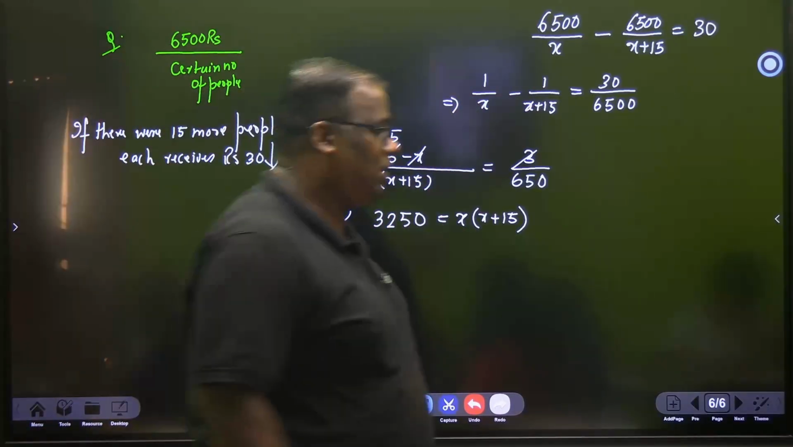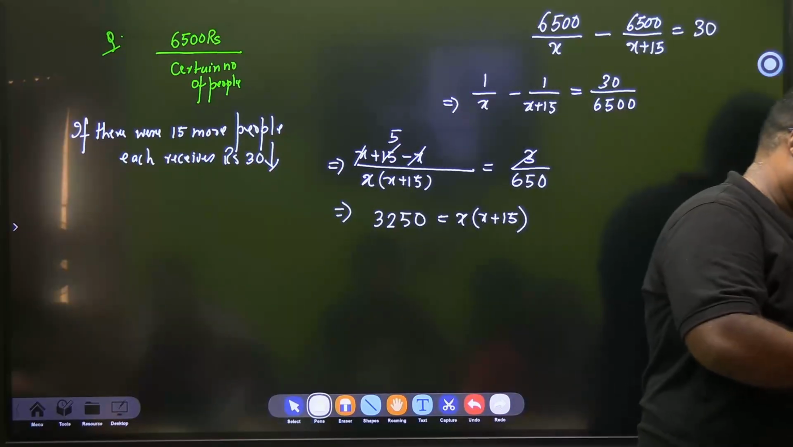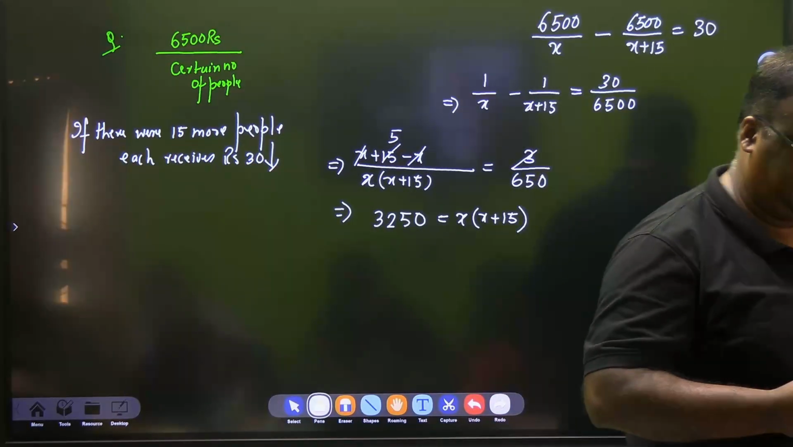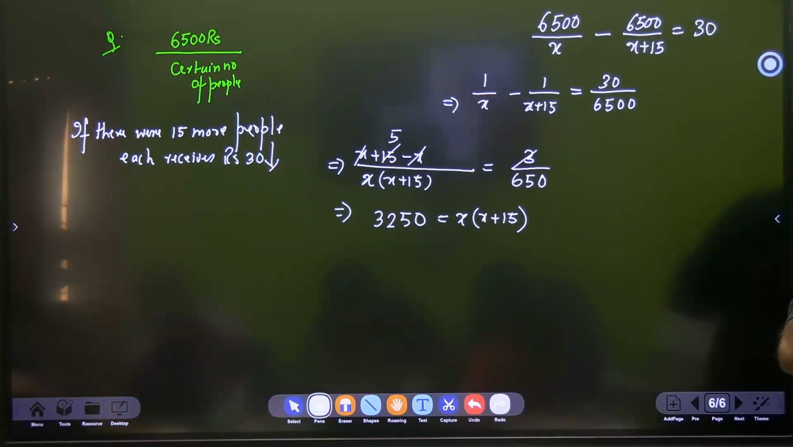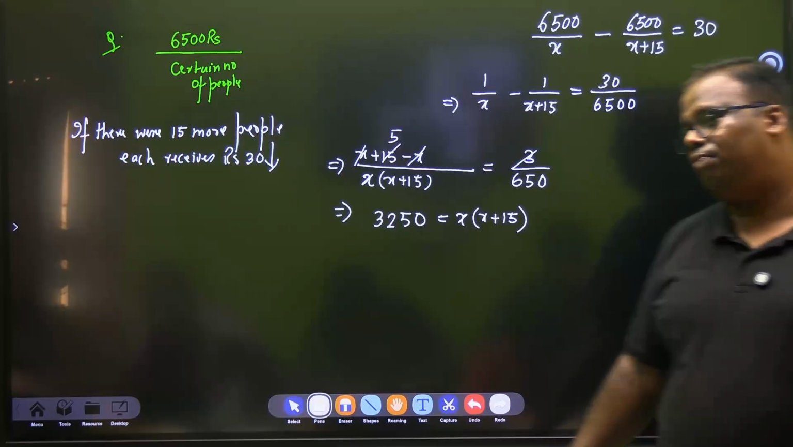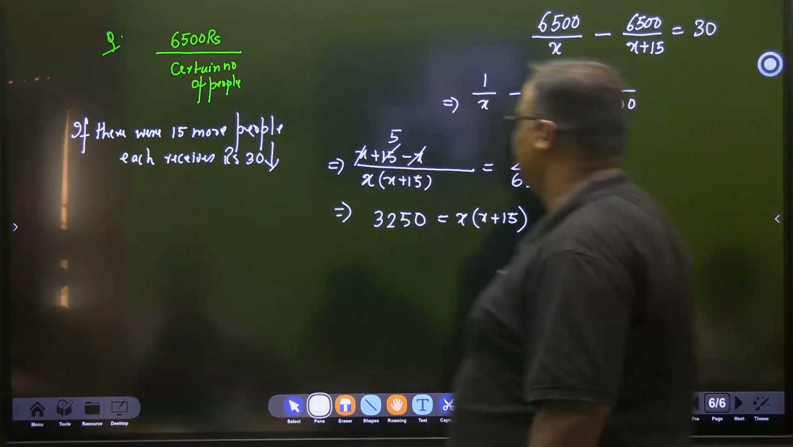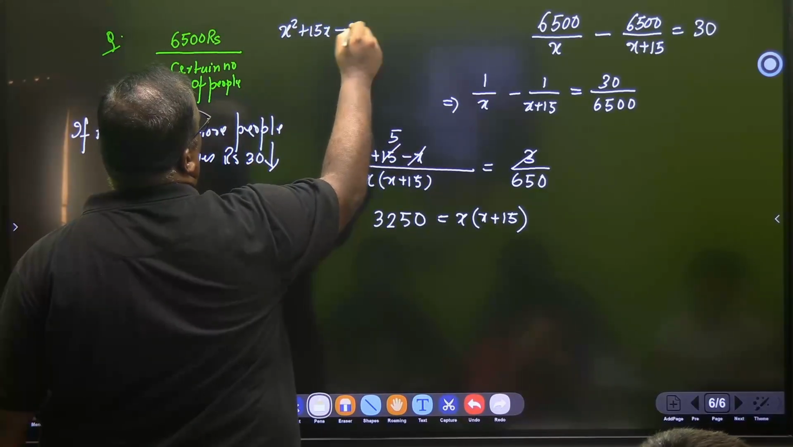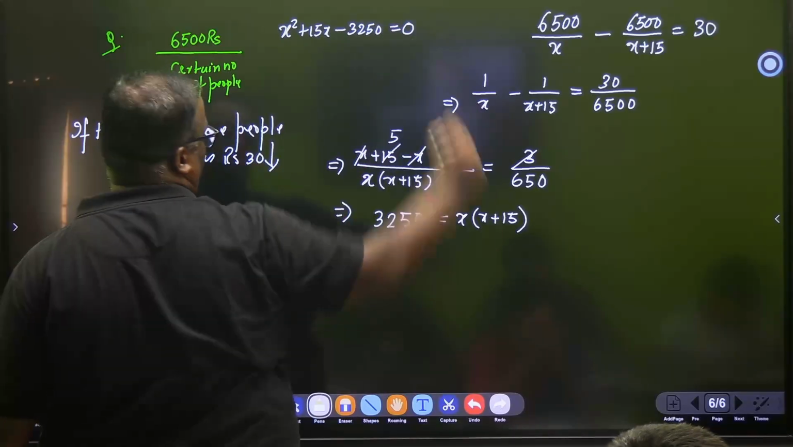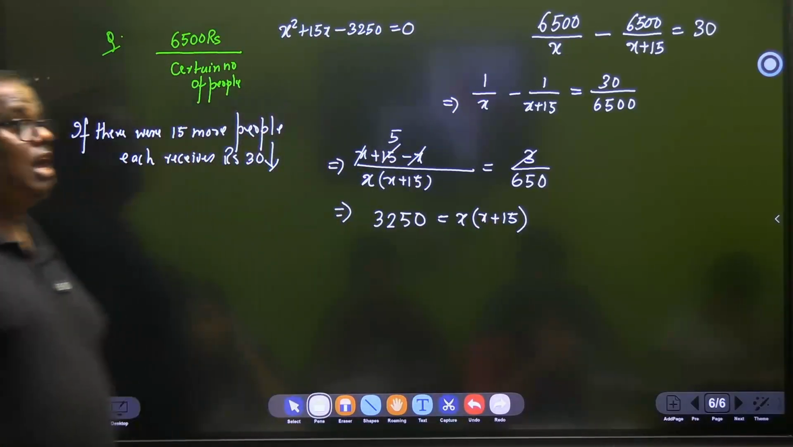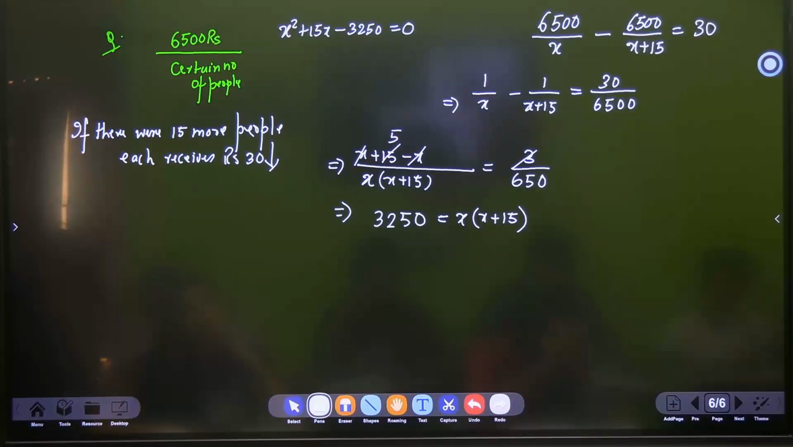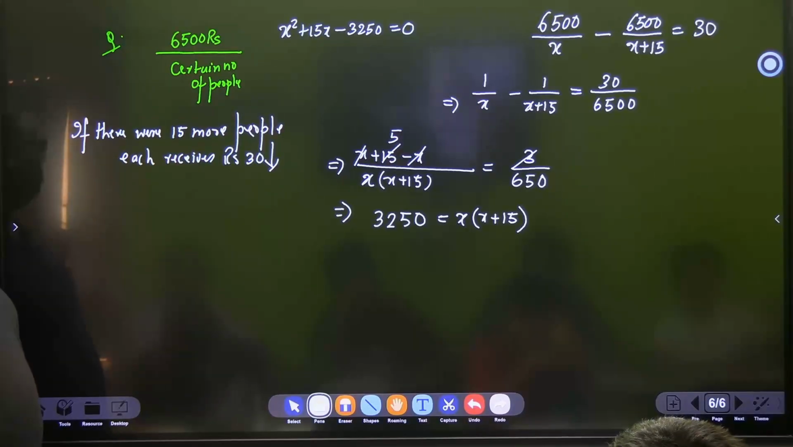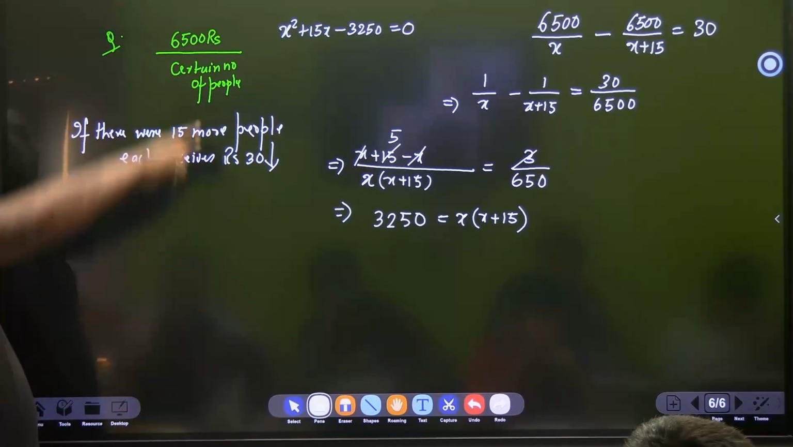So now it is x square plus 15x minus 3250. Now, how to factorize 3250 quickly? So our equation is x square plus 15x minus 3250 is equal to 0. Is this correct? Understood? Because if you use b square minus 4ac, numbers will become bigger. How to factorize this quickly? We have to take numbers such that the bigger is positive and the smaller negative. Then only you will get a negative product and the middle term.